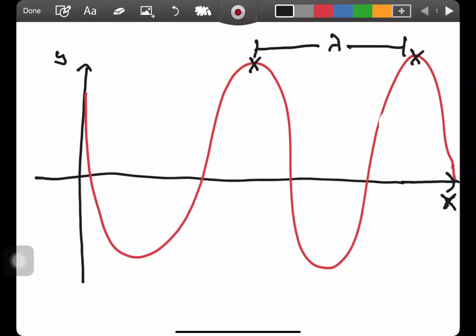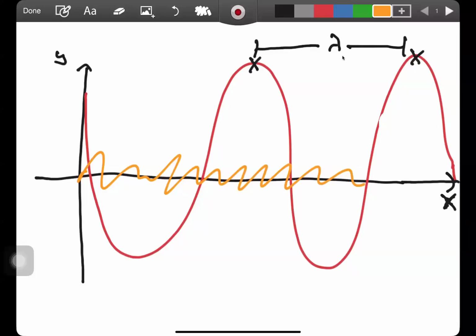So you could probably imagine that if you have a wave that is much more squiggly, like something like this, that's a much shorter wavelength than what you see in the red. And so there's a relationship between wavelength and frequency. With frequency, we need to think about how frequently the wave repeats itself.